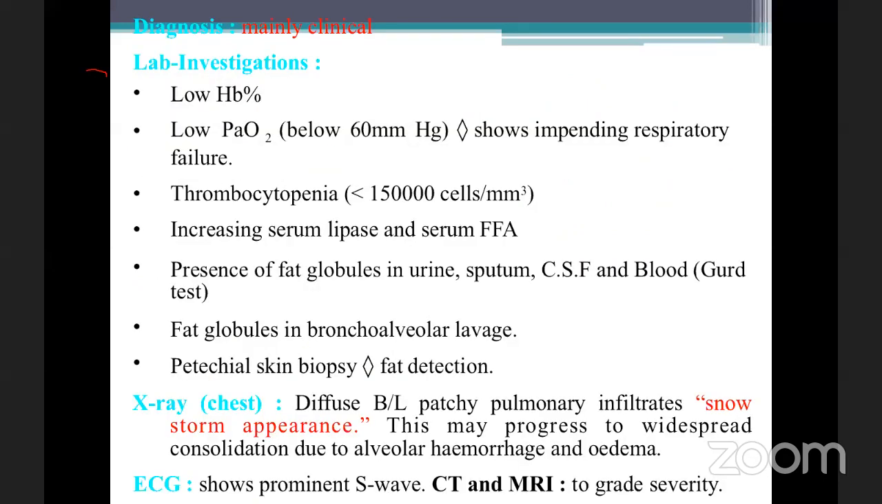So basically, the diagnosis is essentially clinical. You need to have a keen look at the patient for any sort of petechiae or subconjunctival hemorrhage, deterioration of consciousness, increased respiratory rate. And again, the chest X-ray can show a snowstorm appearance, and ECG shows a prominent S wave. Please don't ask an orthopedic surgeon what an S wave looks like.